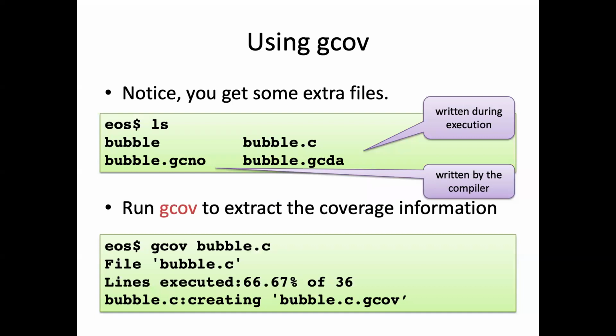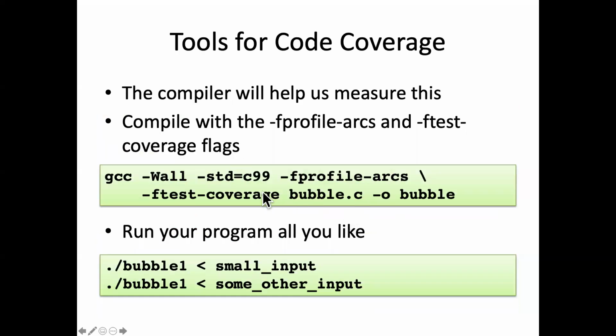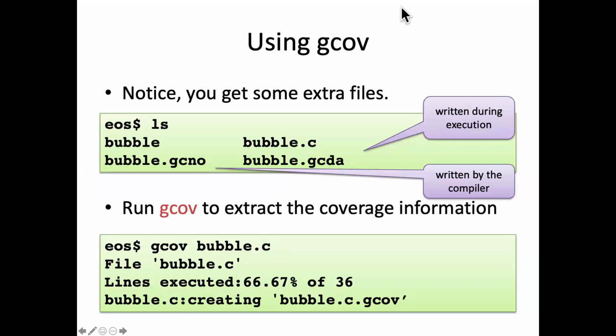But when we compile that bubble program with these two options on the GCC line, the compiler is going to build this extra file, bubble.gcno. You can think of that as a map from the machine instructions of your program back to statements of your source code. So it keeps up with, well, this machine instruction that executes, what part of my source code does that correspond to, so that you can tell what lines of your code got executed and which ones maybe didn't.